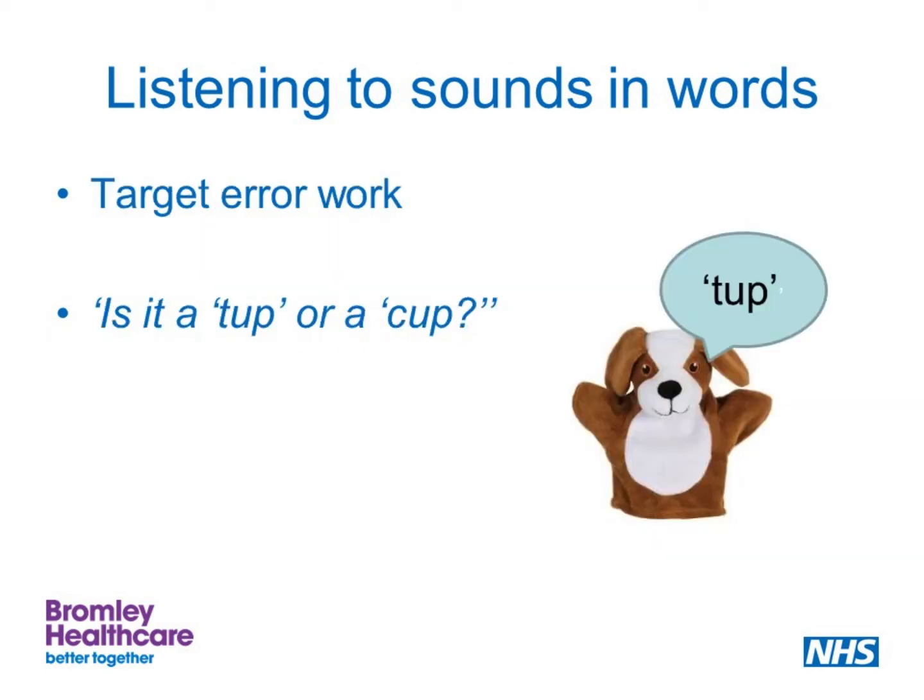You may also want to do something called target error work. This is a bit like minimal pairs, and it targets the child's stored representation of what the word should sound like. So in this game, we would say the target word, for example, cup, and then the child's production, for example, tup, and see if the child can tell which is the correct one. It's only really when they can tell the difference between the correct version of the word and the incorrect one that they'll then be able to change their own pronunciation.